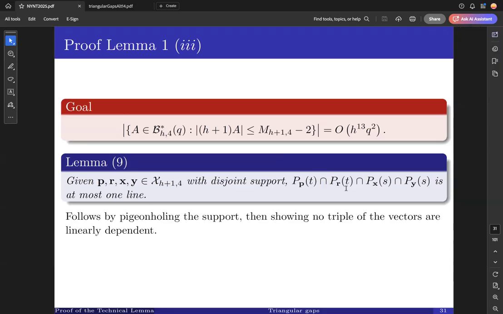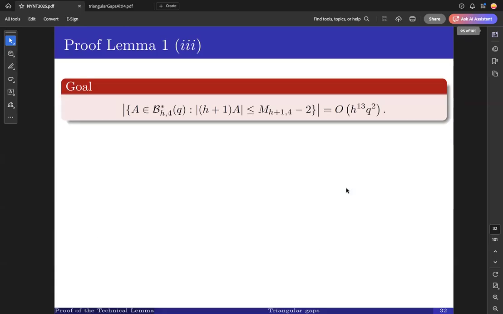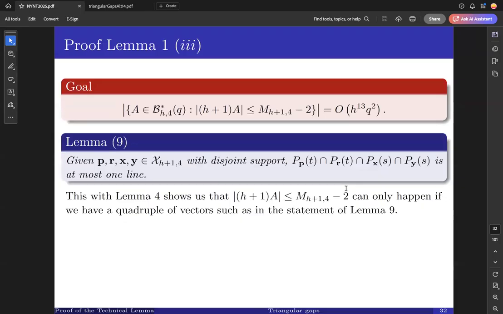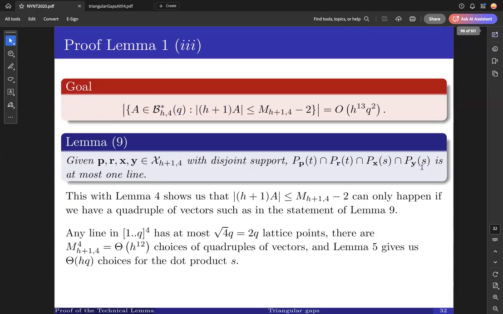This requires a little bit of work to show that no triple of the vectors are linearly dependent. It's possible that the four of them are, so there's some symbol shoveling involved. It's not horrible, but it's maybe half a page of doing linear algebra. And so when you do this, indeed this can only happen if there's some really rare geometric thing happening. And so we count how often that happens, and we get quantitative bounds.